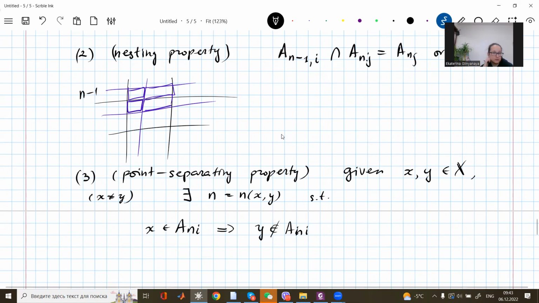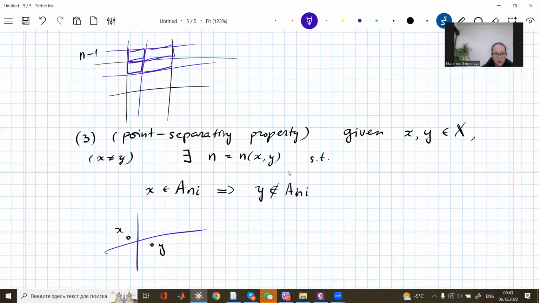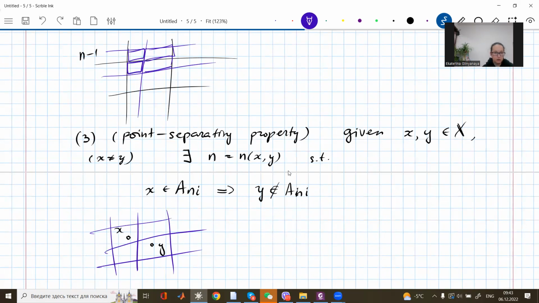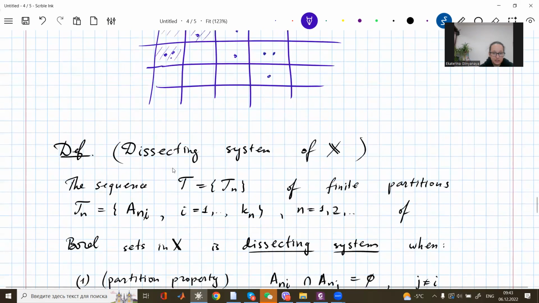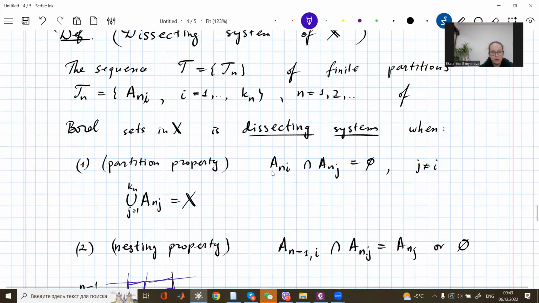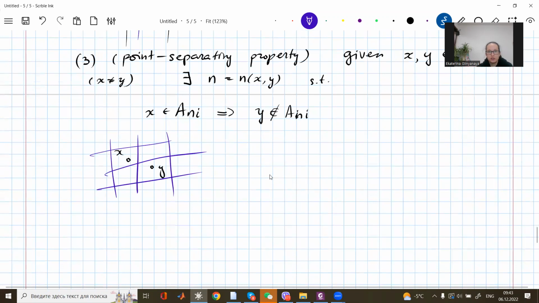And so this means that for any 2 points, x and y, at some step we can find the partition where we can separate them, or in such a form we can get different cells for each point. So knowing this, if we have such a dissecting system for X, then we can create an approximation of a point process.